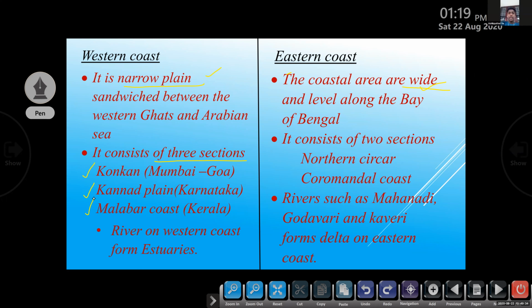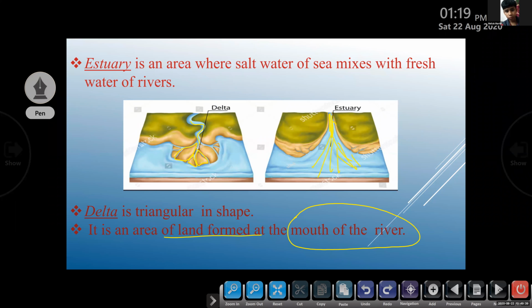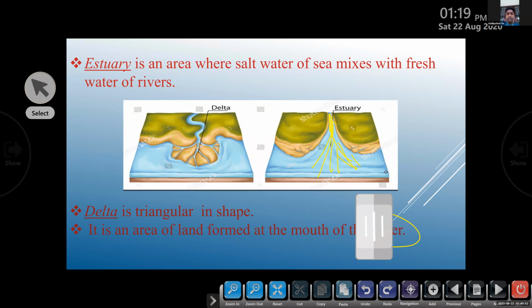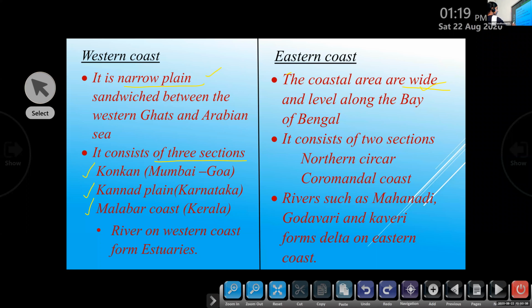Ma'am, can you show the delta slide again? Yes. Delta is a triangular shape. The word delta is familiar, right? You have learned in smaller classes. Shall I go to the first slide? Then, second difference is western coast consists of three sections: Konkan, Kannad, and Malabar coast.